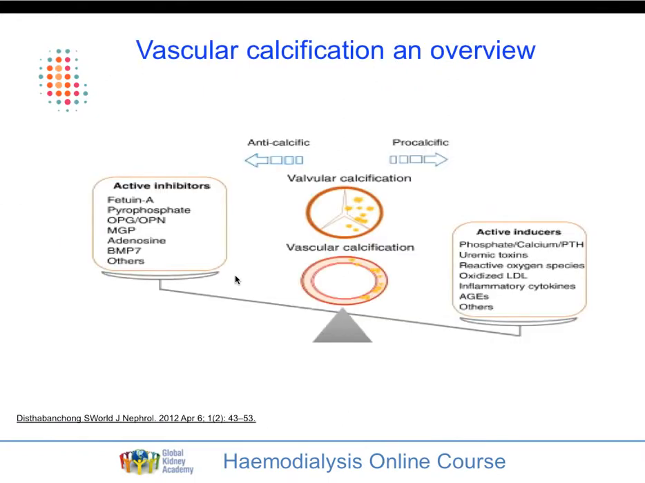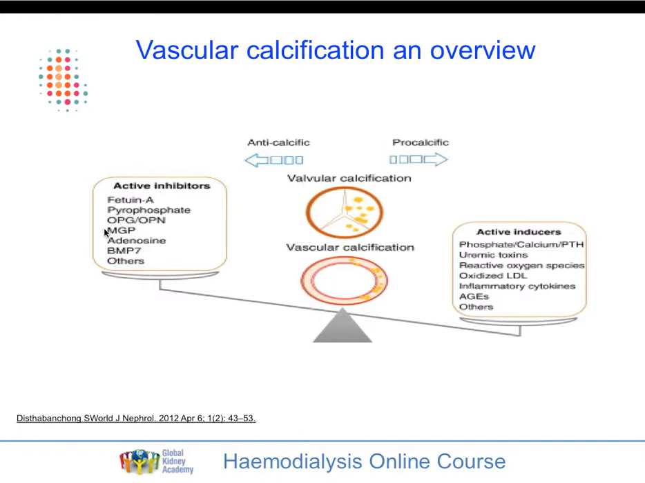A little bit about what's driving the calcification process, the pathophysiology, if you like. Well, there are inhibitors of calcification, and they're highlighted here. So things such as fetuin-A, pyrophosphate, osteoprotegerin, matrix Gla protein. Interestingly, some of these inhibitors, such as fetuin-A and matrix Gla protein, are vitamin K dependent.